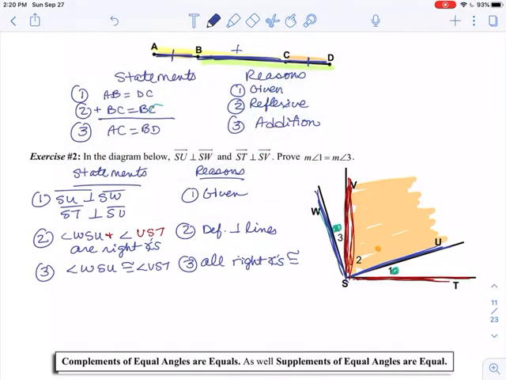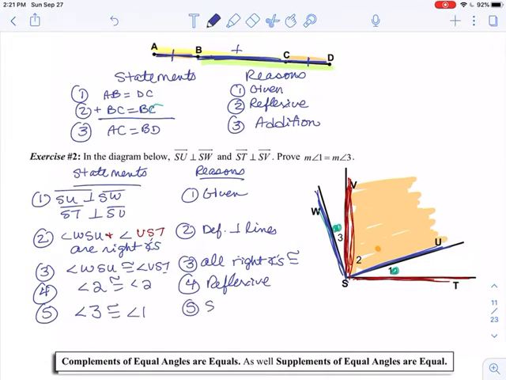So the thing that I am subtracting out is angle 2, and if I'm going to subtract that out from both of them, I have to put it into my proof. So I say angle 2 is congruent to angle 2, reflexive property. And then I'm just going to take WSU and subtract out angle 2, and I'm left with angle 3. And I'm going to take VST and subtract out angle 2, and I'm left with angle 1. So that is just subtraction.